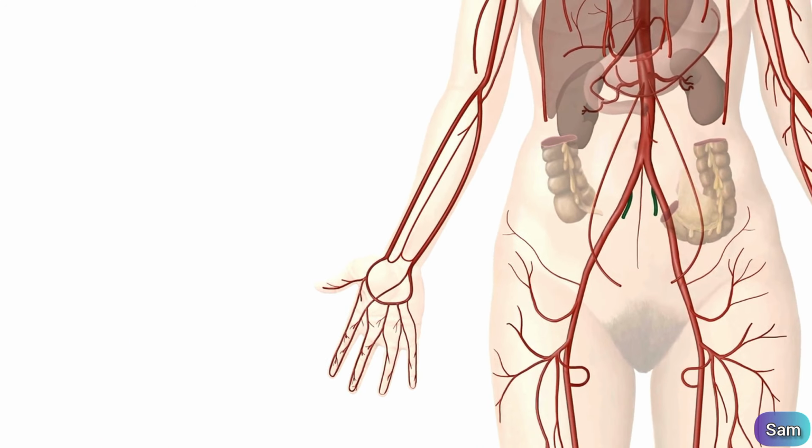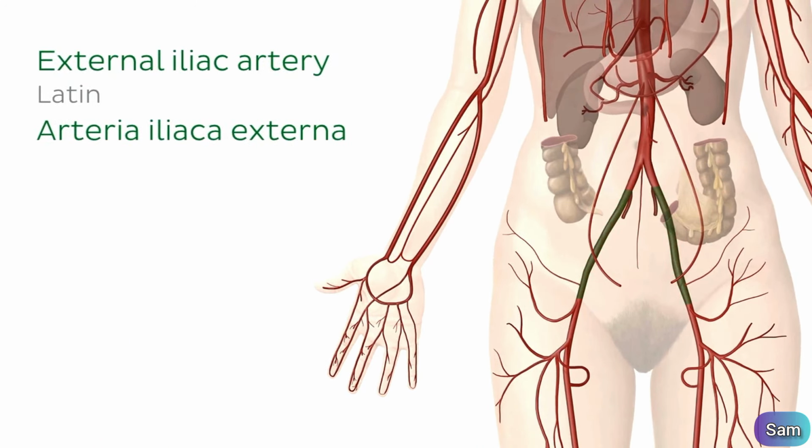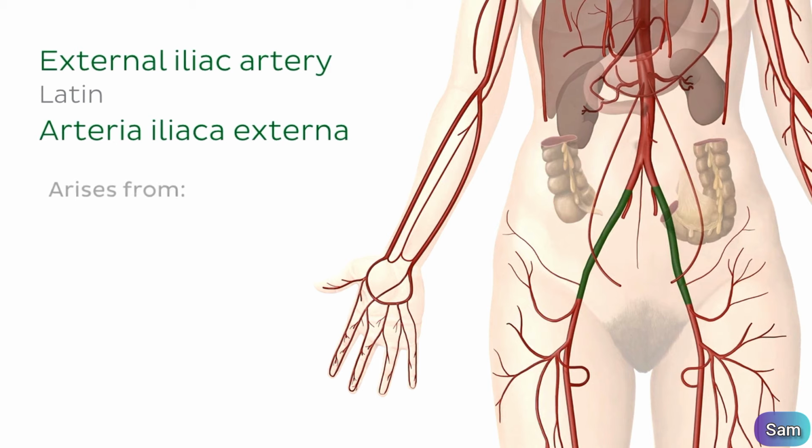And moving on to the external iliac artery. The external iliac artery is the larger of the two branches of the common iliac artery, and it continues on, giving off several branches along the way to supply the surrounding structures, and enters the thigh region, where it continues on as the femoral artery.